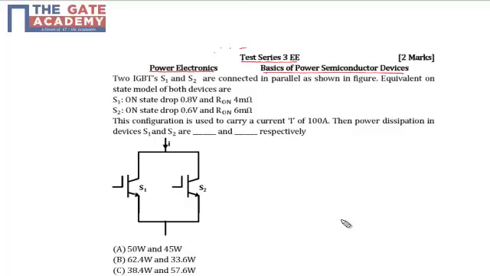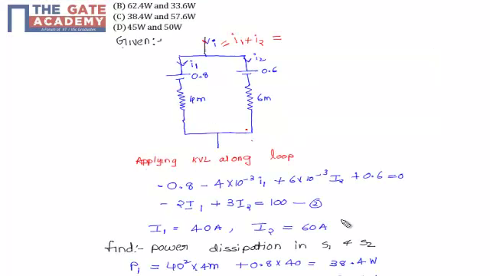For S1, the voltage drop is 0.8 and the resistance is 4 milliohms. For S2, the on-state drop is 0.6 and the resistance is 6 milliohms, which is shown in the figure.